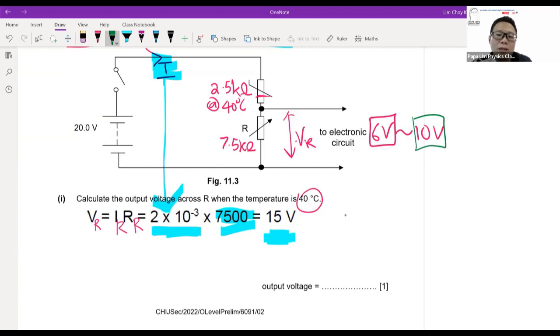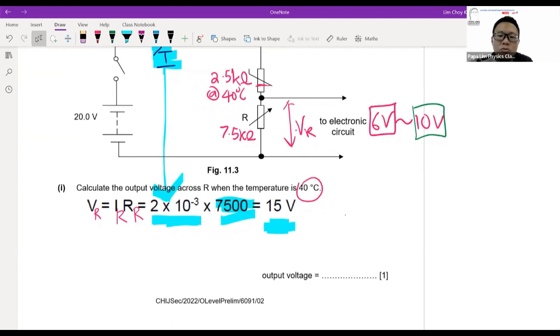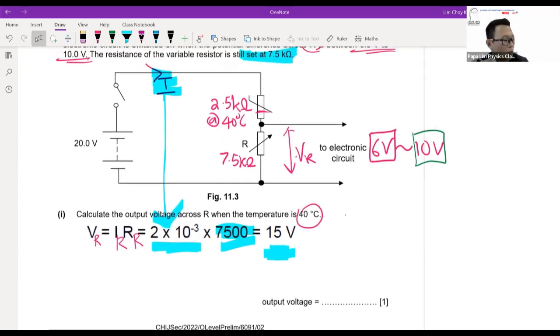But at 6 volts and 10 volts, the current flowing through the device is actually different. Similarly, if the potential difference across R is different, the potential difference across the thermistor will also change. When VR is 6 volts, it will correspond to a particular voltage in the thermistor.